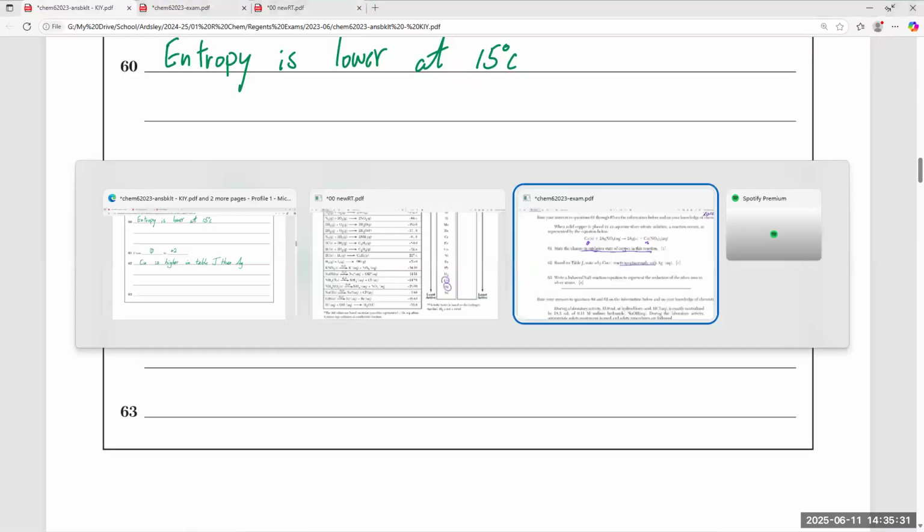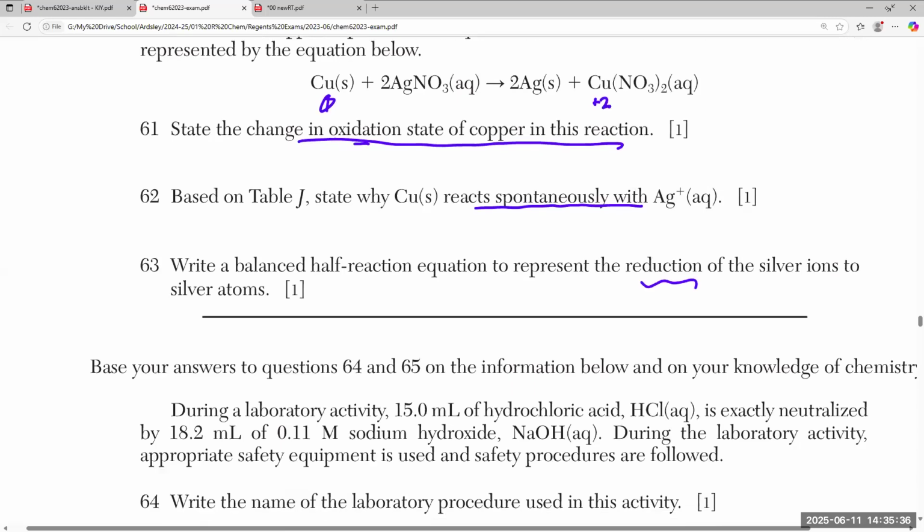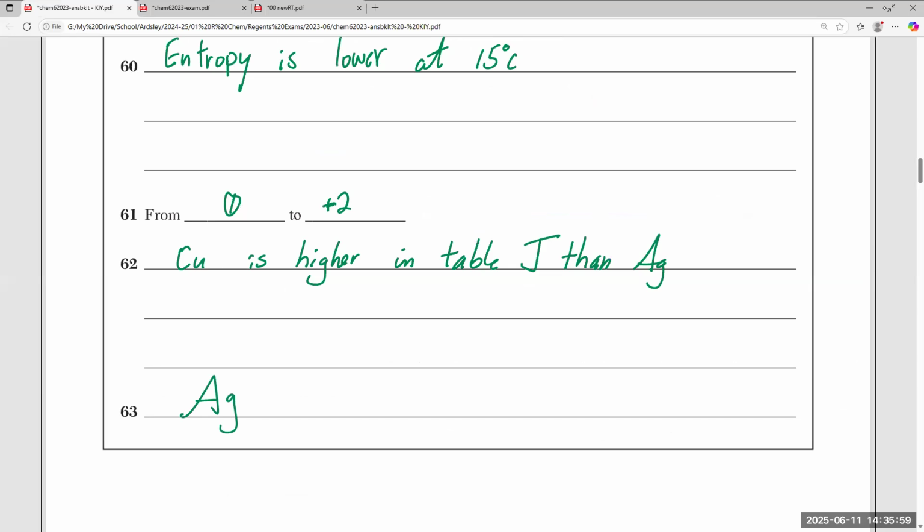All right, 63. Write a balanced half reaction equation to represent the reduction of silver ions to silver atoms. It couldn't get any easier, right? I mean, they literally told you what to do. So let's go up here, take a look, silver ion. And we just said that nitrate is -1, so silver ion is Ag plus, right? And you got solid silver, right? So that's it. So we're doing reduction. So you're going silver plus going to silver, and what do we say? It's going solid, and this is aq, right?